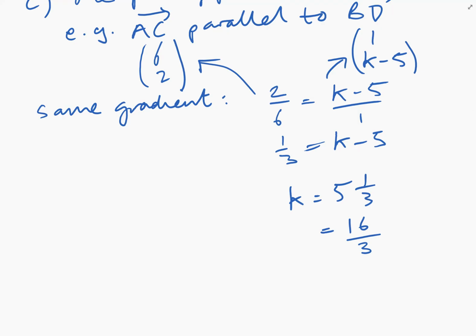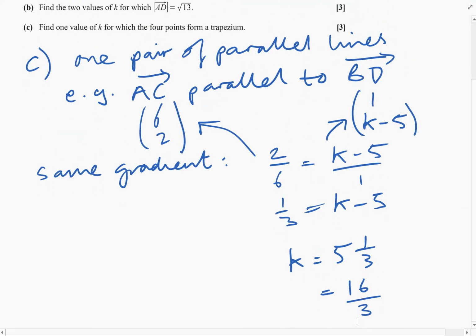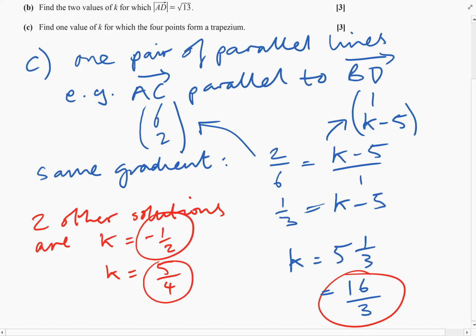There are other possible answers to this. You might have done this a different way. Looking at the mark scheme, there are 2 other possible solutions: k equals minus a half and k equals 5/4. So any of these three answers is correct for this question.